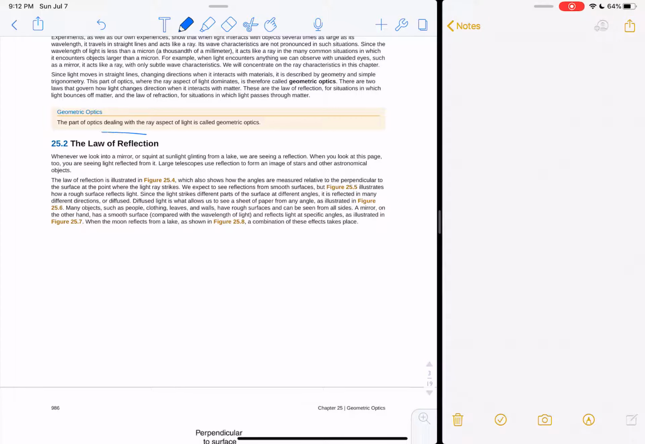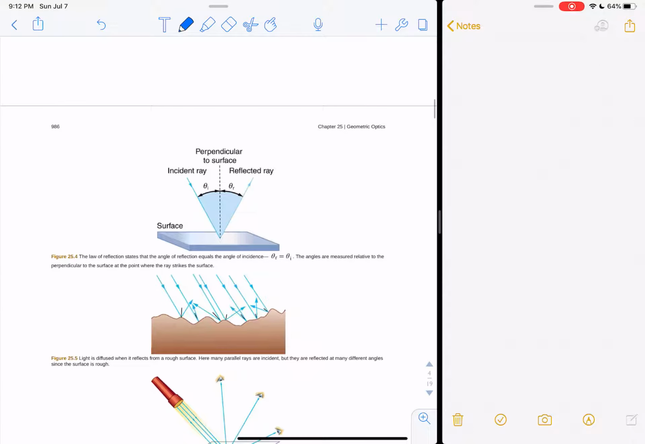So the first example of ray optics is the law of reflection. And the law of reflection says that when a ray of light hits a mirror surface, it is reflected at the same angle that it comes in. So the incident ray is equal to the reflected ray, the angle there. So this angle of incidence is equal to the angle of reflectance. Okay, so that's all it is. That's the law of reflection.